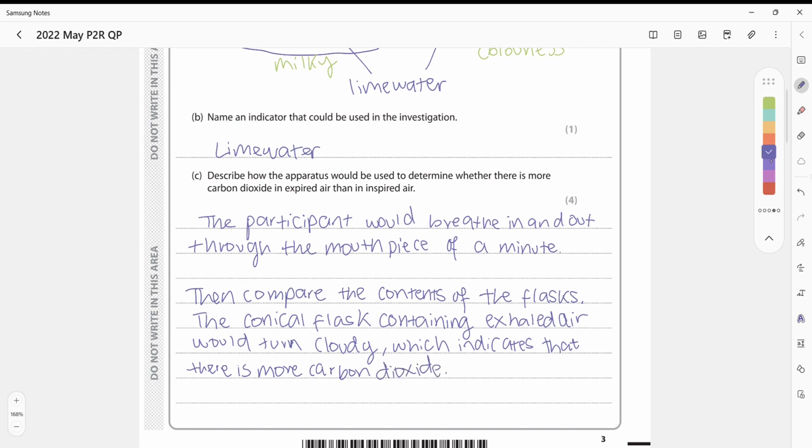Okay, let's go through the marks. So the first mark is breathe through the mouthpiece. That's one mark. In and out, that's a second mark for a maximum of 1 minute. That's a third mark. Then you would compare the contents of the flask, that's the fourth mark. And then the one containing exhaled air would turn cloudy, which indicates that there's more carbon dioxide, so that's the fifth mark.